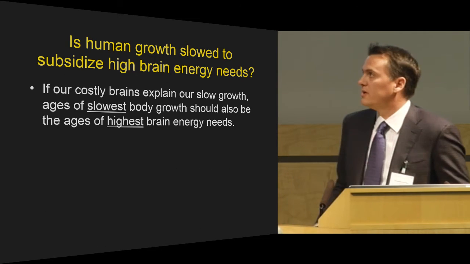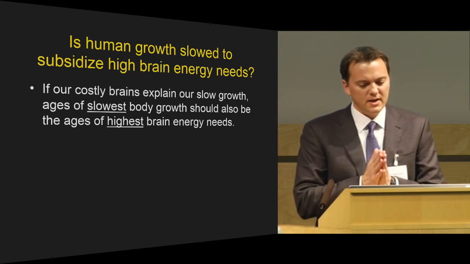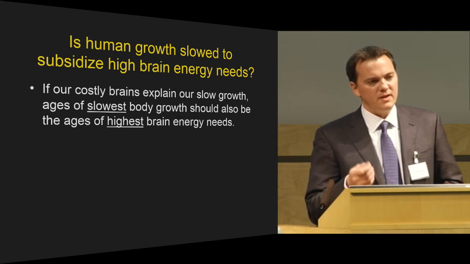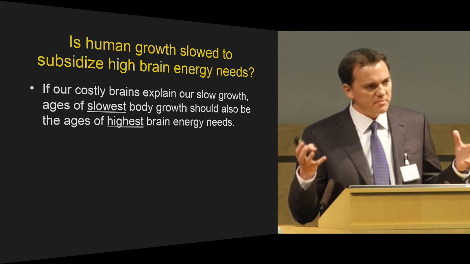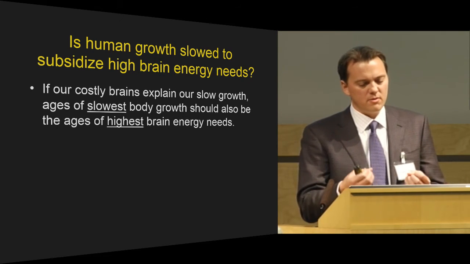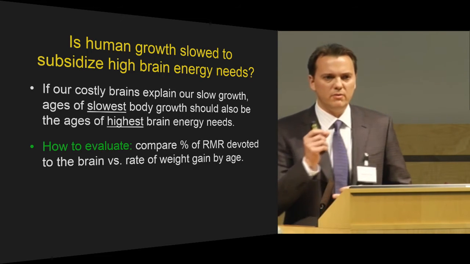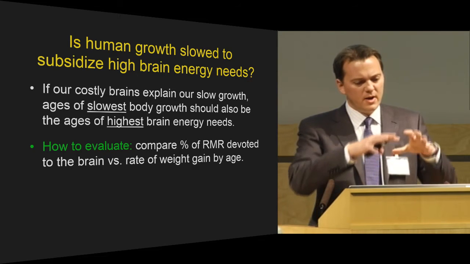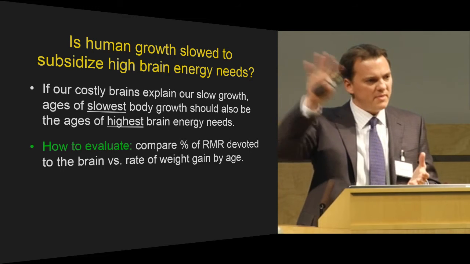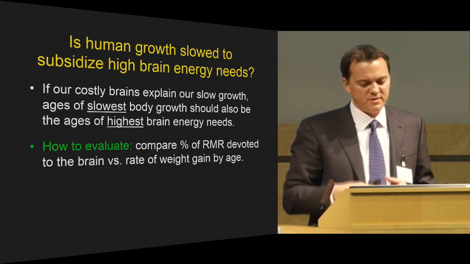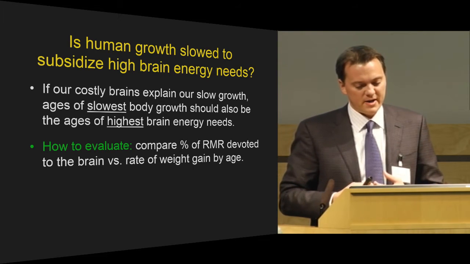Now, if that's true, then we can come up with a hypothesis and some ideas that we can test. So if our costly brains explain our slow growth, the ages of slowest body growth should also be the ages of highest brain energy needs, right? The ages when the brain is really demanding a lot, we should see growth slowing down a lot. And so we can look at this again by looking at percentage of RMR going to the brain. If you think of the body's energy budget as a pie, what fraction of that pie is being dominated and used by the brain? How much is left over for other functions? This tells us something about how demanding the brain is for the body at that age.